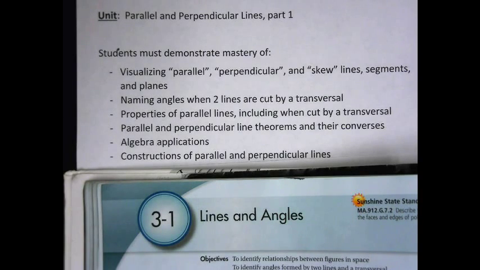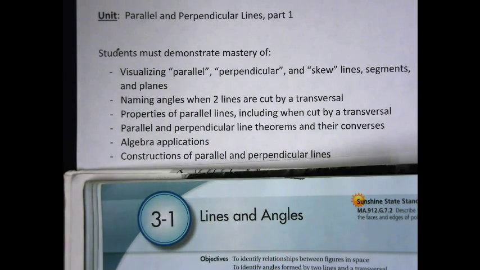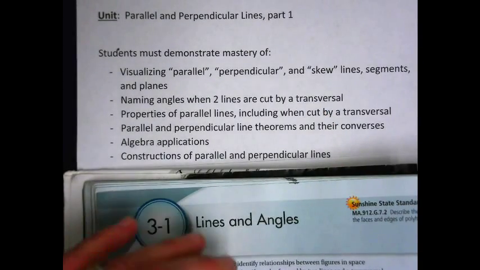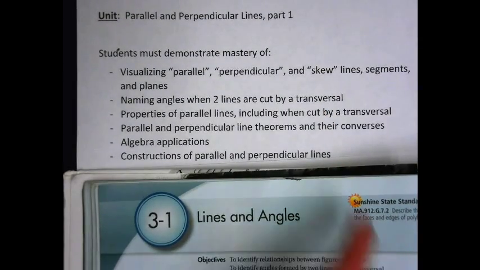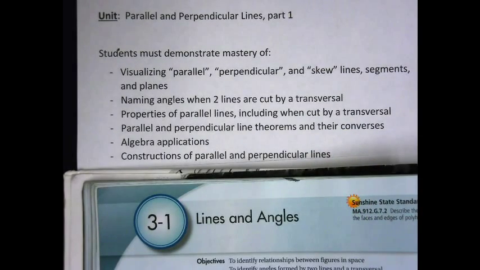So anyway, the parts of the unit that we're going to cover are being able to visualize parallel, perpendicular, and skew lines, segments, and planes as well. We're going to be naming angles when two lines are cut by a transversal. What is that? We're going to talk about properties of parallel lines, including one cut by a transversal. What's the deal with that? And then parallel and perpendicular line theorems, as well as their converse. And we're going to apply some algebra on top of that, and then we're going to wrap up the entire unit with constructions of parallel and perpendicular lines.